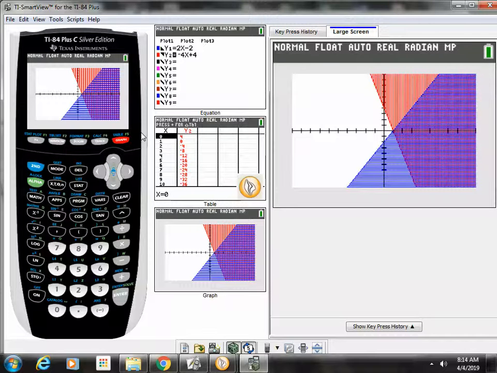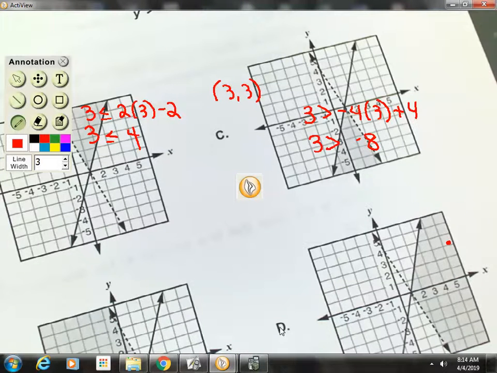Anybody else have trouble? Okay, so do me a favor before we get out of this. I want to clear the memory so that if somebody else uses this calculator, they're not going to have shading, you know what I mean? So let's get rid of that. I'm going to show you how to clear your memory.